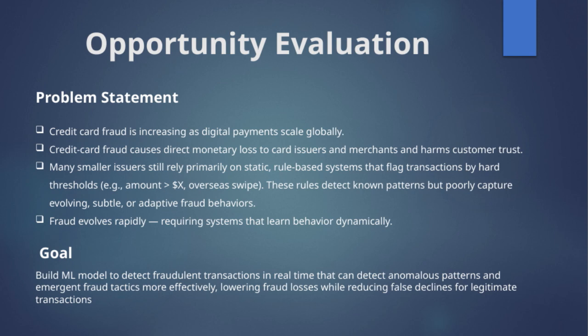Our goal is to build a machine learning model capable of detecting fraudulent transactions in real time. This model should identify unusual, anomalous patterns and adapt to new tactics more effectively, ultimately reducing fraud losses and decreasing false declines for legitimate transactions. This presents a significant opportunity to improve how we combat fraud, by moving beyond static rules to intelligent, adaptive systems that can keep pace with the evolving threat landscape.